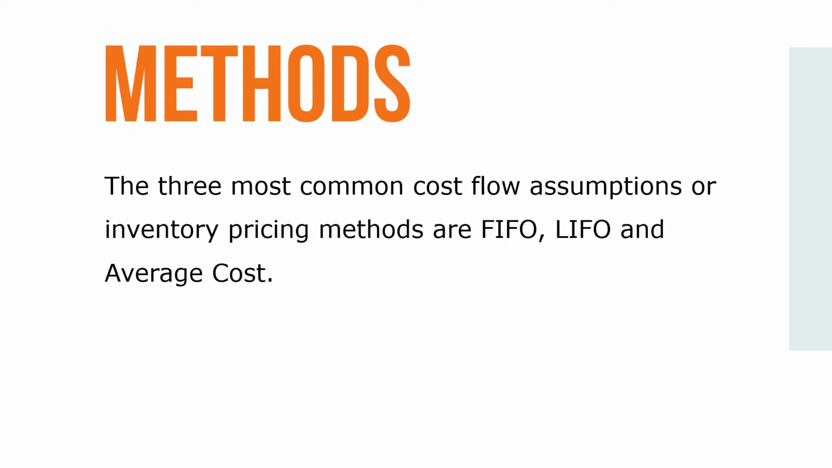The three most common cost flow assumptions or inventory pricing methods are as follows. First in, first out, or FIFO, where cost flow is in the order in which the costs are incurred. Last in, first out, or LIFO, where cost flow is in reverse order in which the costs are incurred. And average cost, where cost flow is an average of the costs incurred.